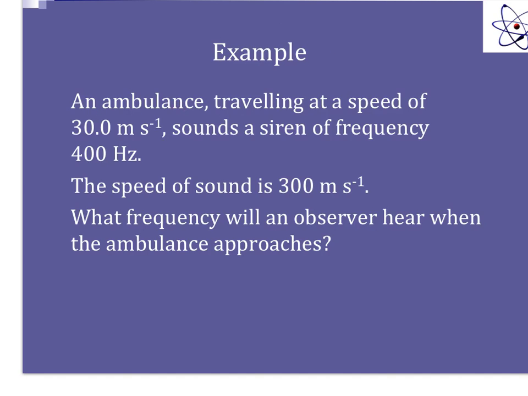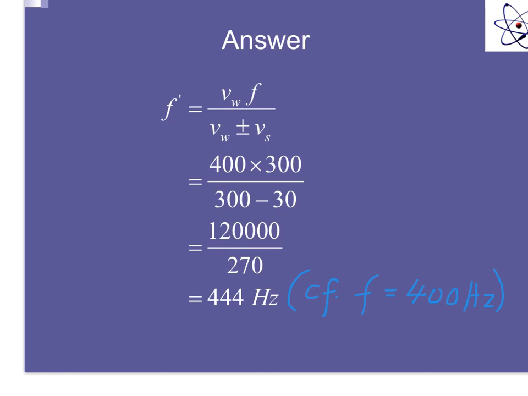An ambulance traveling at a speed of 30 meters per second sounds a siren of frequency 400 Hertz. The speed of sound in the air is 300 meters per second. What frequency would an observer hear when the ambulance approaches?